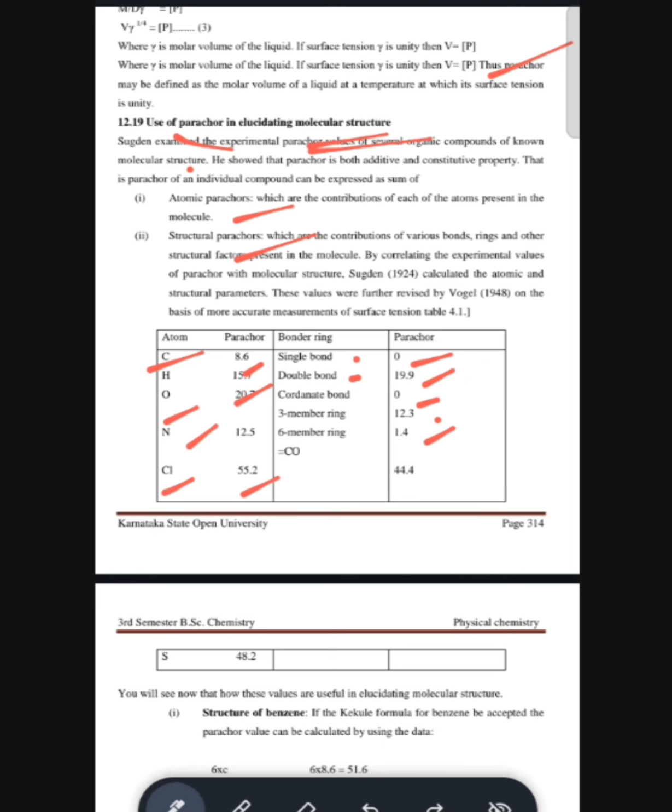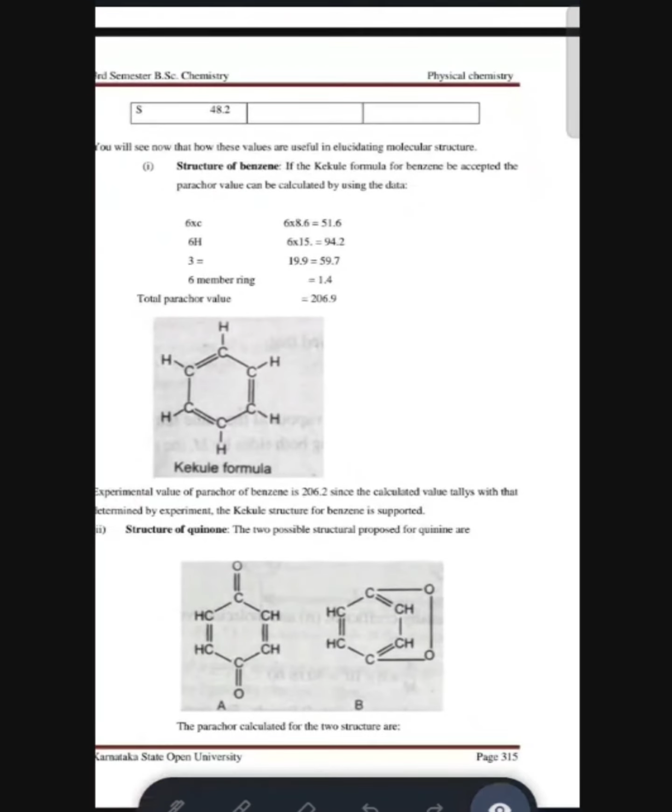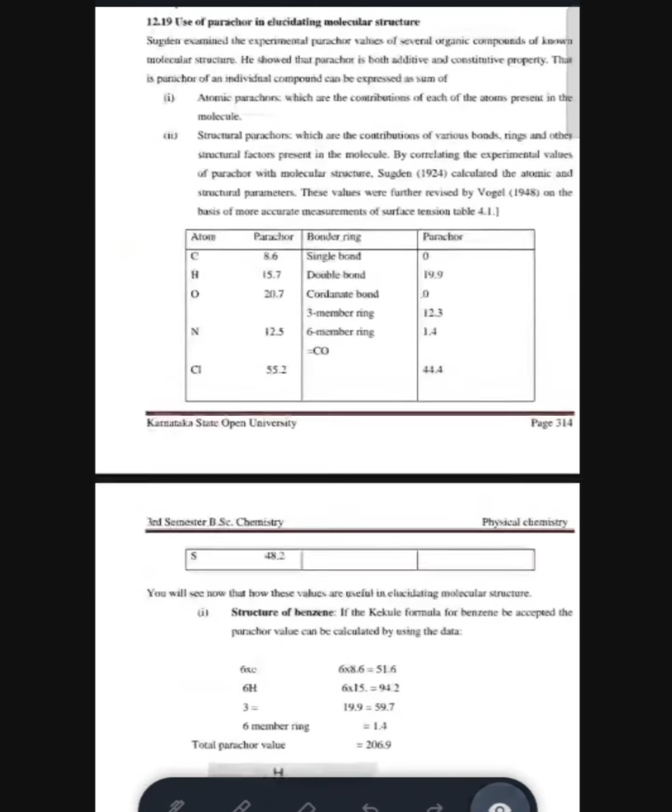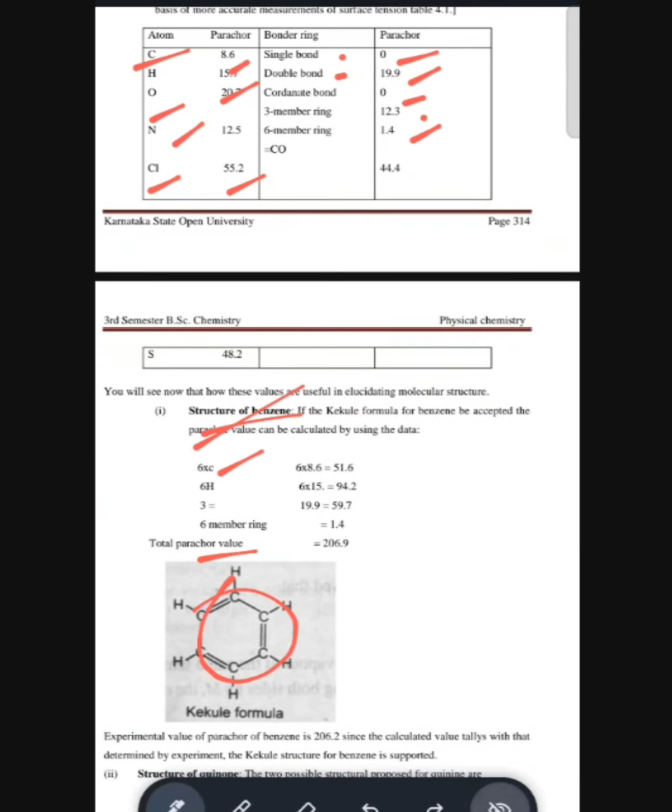So, for example, atomic parachor and structural parachor are given with examples here. This is the structure of benzene, drawn as Kekule's formula. We are going to calculate the total parachor value of this. There are 6 carbon atoms, so 6 into 8.6. What is the parachor for carbon? It is in the tabular column, 8.6. So 6 into 8.6, and 6 hydrogens too. Hydrogen has a parachor of 15.